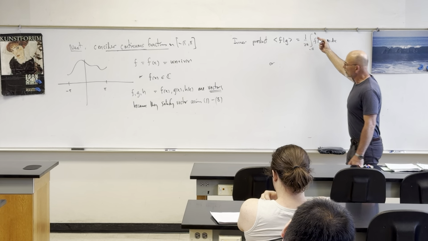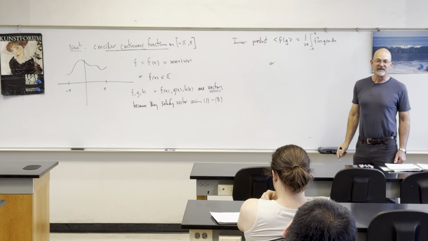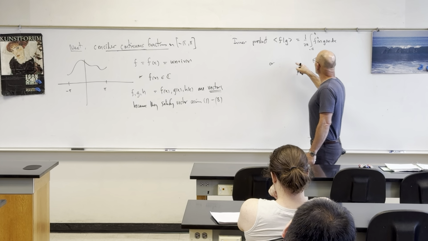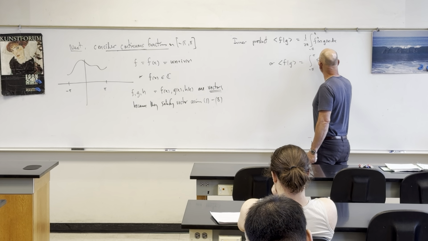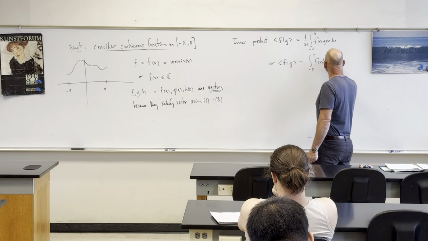Why am I doing the 1 over 2 pi? Because we're going to look at Fourier series. But more generally, you wouldn't have to actually have the 1 over 2 pi. You could just say the inner product of f and g is equal to the integral from minus pi to pi. We'll see how that changes or doesn't change things. Okay. So this is parenthetically.